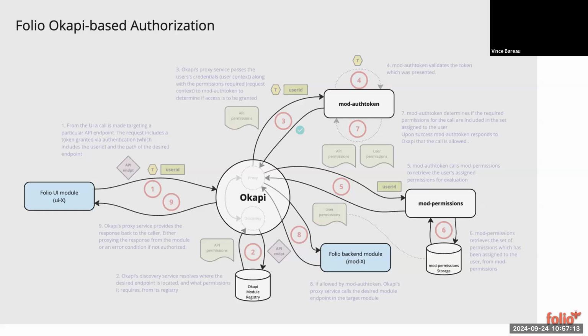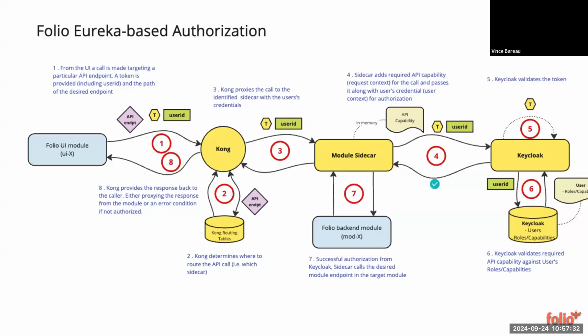The UI module wants to talk to the backend module, so there's a call to Okapi, and Okapi is central to everything. It checks the token, it checks permissions, and it does a bunch of stuff, but it's a lot of back and forth traffic and everything is centralized. It's a hub and spoke. And so we can compare that to how things work in Eureka.